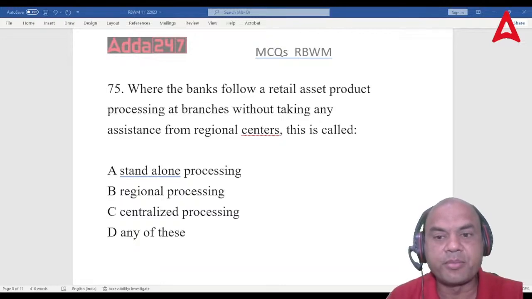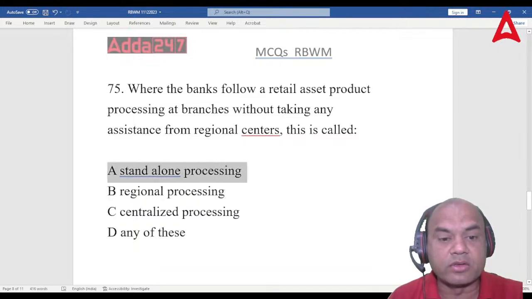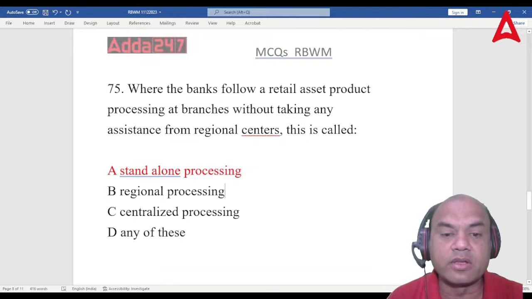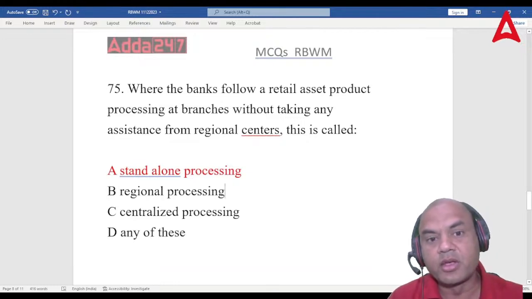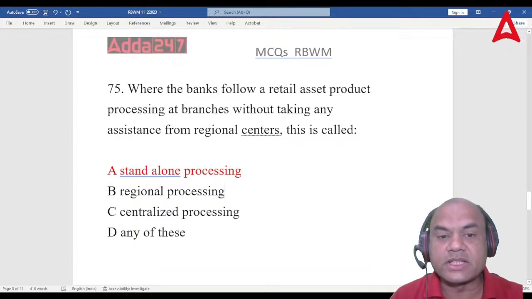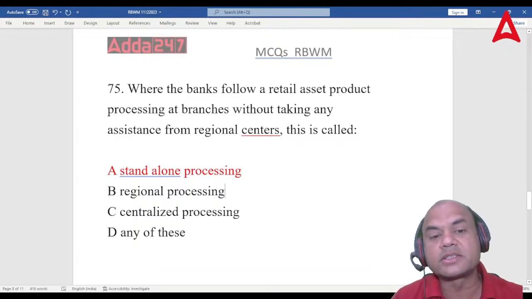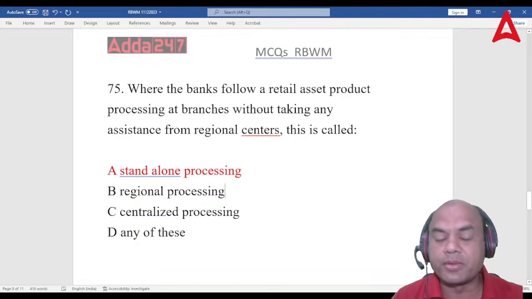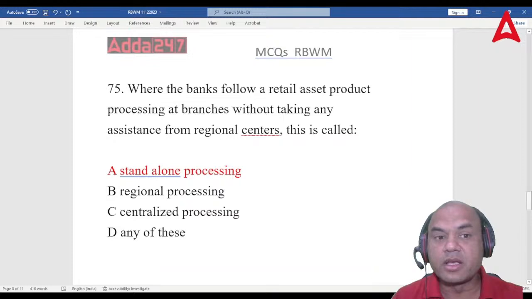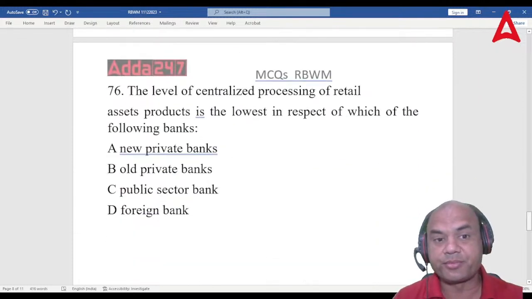Answer is, it is called as standalone. Remember, standalone processing means standalone. What do you mean by standalone? I am alone. Nobody is helping me. That's what is said over here. Processing at the branches without taking any assistance from the regional centers. So no help. It is called as standalone. Got it? Remember this by heart.